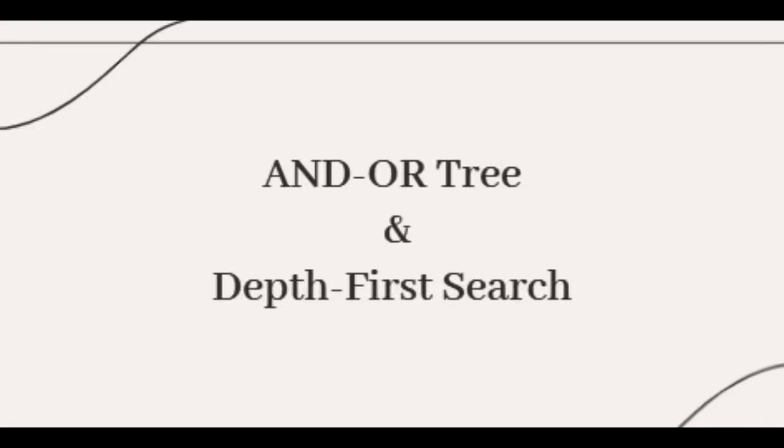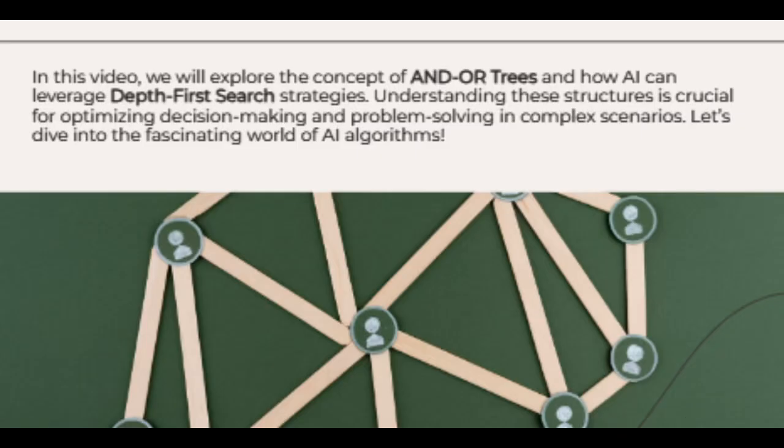And for today's topic, I'm gonna talk about AND OR trees. So we're gonna dive into what AND OR trees are and especially the depth first search with AND OR trees. We all know that AND OR trees, or any kind of trees in general, are mainly used for problem solving and decision making in AI, and it helps us make a decision.